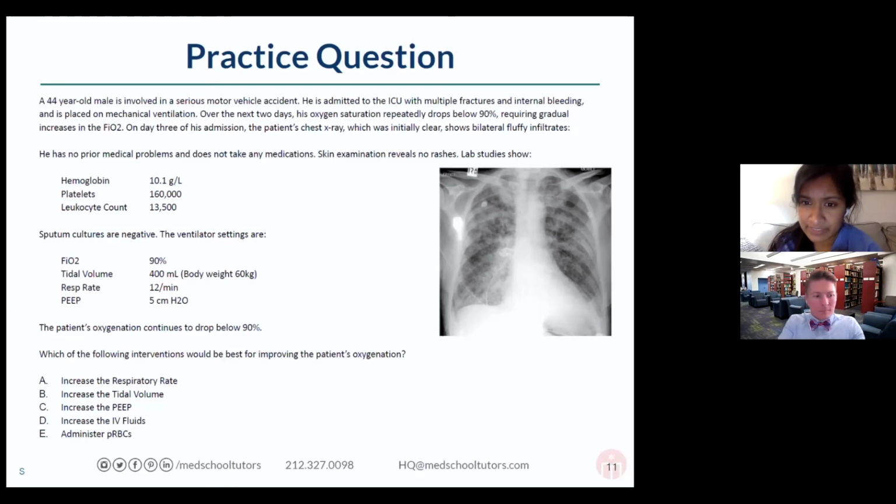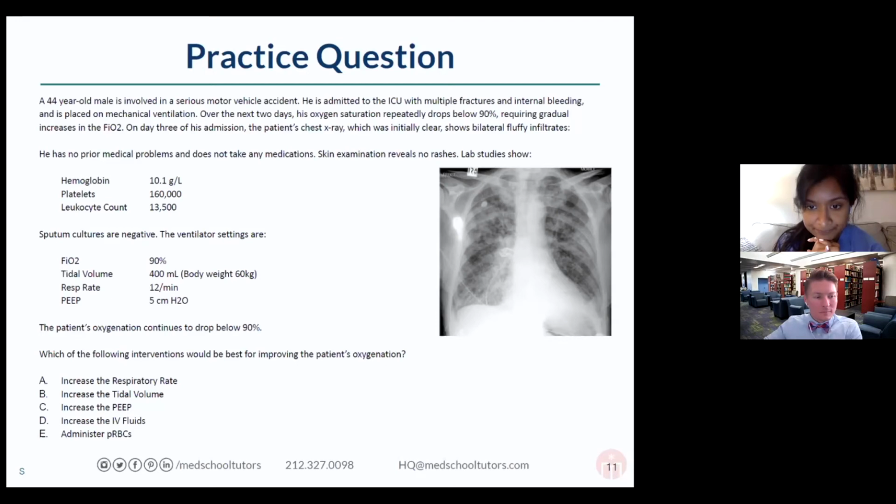On day 3 of his admission, chest x-ray, which was initially clear, shows bilateral fluffy infiltrates. Okay, so bilateral fluffy infiltrates, speaking as a radiologist, I'm already thinking about ARDS, right? I'm thinking about sort of a diffuse process. So here we have no prior medical problems, no medications. Labs, hemoglobin is fine, platelets are stable, leukocytes 13.5, okay, maybe a little bit high, but nothing crazy.